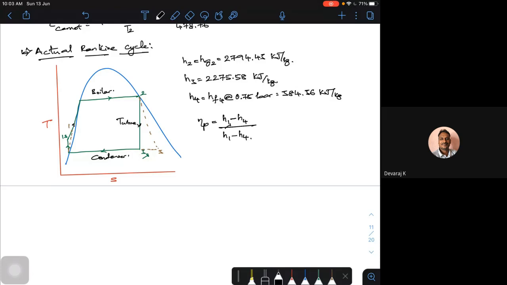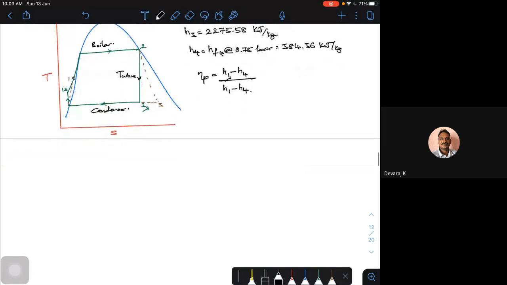So let me put this expression. If you go back, the process 1 to 4 is isentropic. Already we have derived this equation: H1S minus H4, the enthalpy change, is equal to the specific volume at point 4 multiplied by dP. Hope you remember, delta H is equal to V dP.